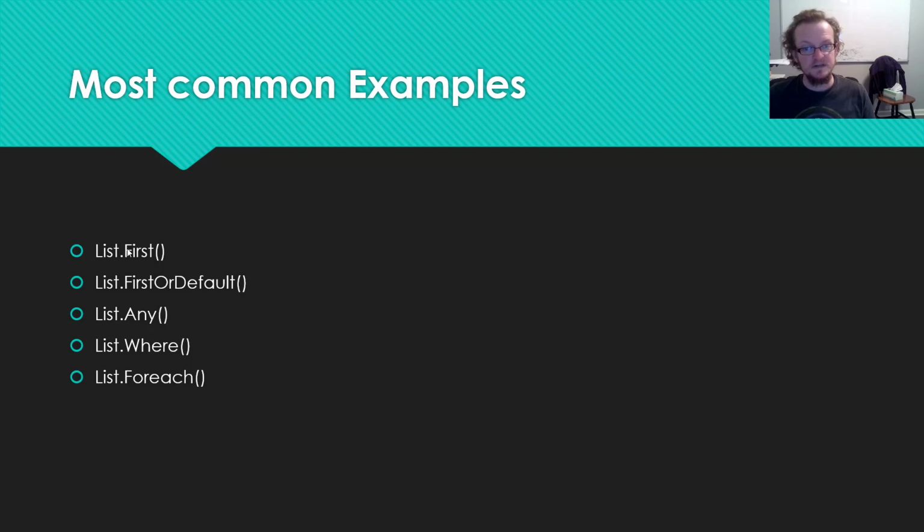And then we've already talked about first and first or default. First and first or default largely act exactly like any, except instead of returning to you a Boolean value, it returns to you the entity that meets that criteria, or it returns an error in the case of first if it doesn't find anything. It'll return a no elements error.